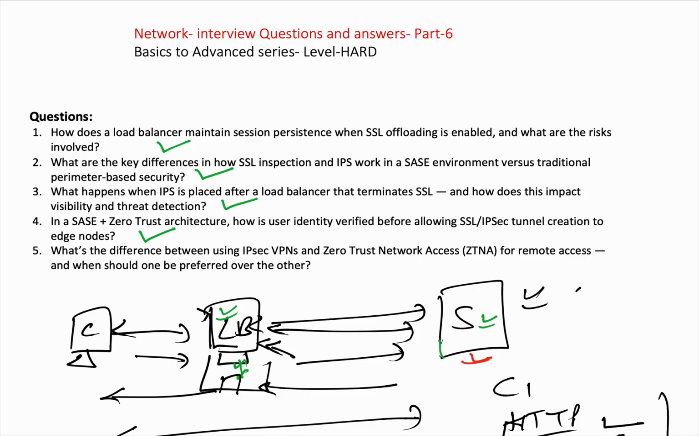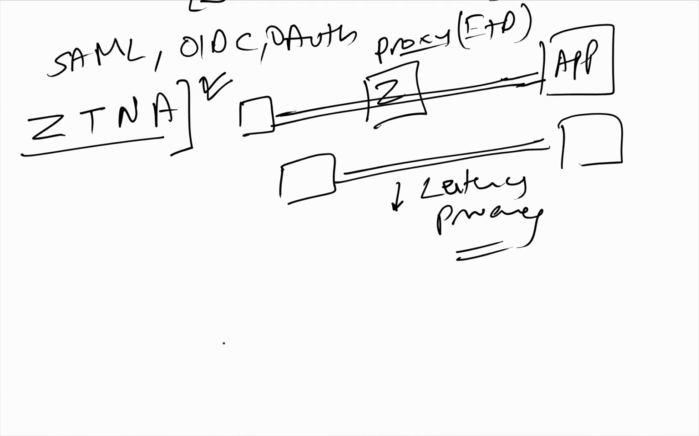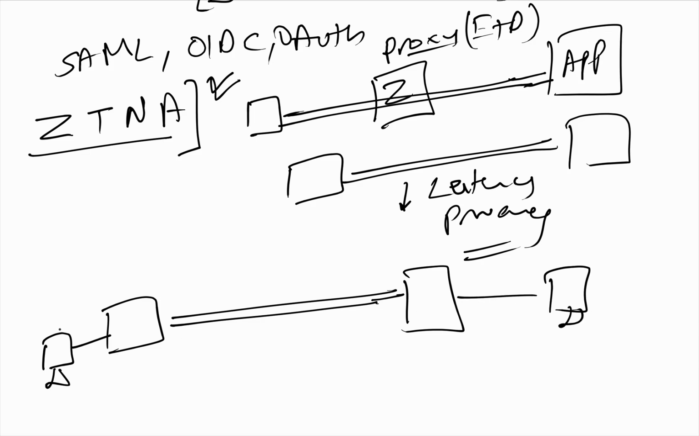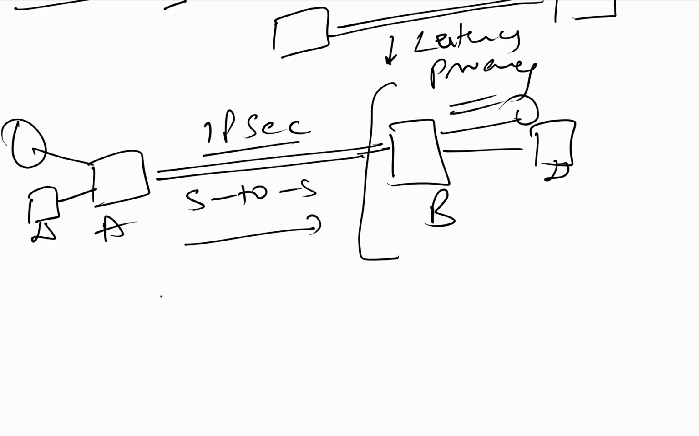Okay, last one. What is the difference between using IPsec VPN and zero trust network access for remote access, and when should one be preferred over the other? See, IPsec VPN traditionally was used to maintain a connection between two sites, branch to office, side to side. And users connecting here would have access to different servers altogether. A will have access to B and users of B will have access to A. This is IPsec, side to side. Now, what they are asking is when should we prefer IPsec for remote access? Let's start with IPsec. You need to use IPsec when you need full access to the other side, total access.